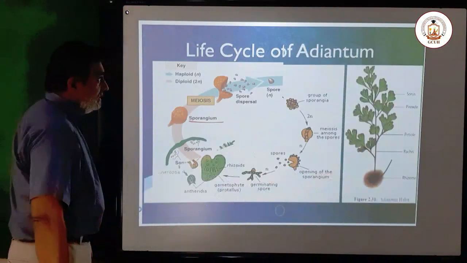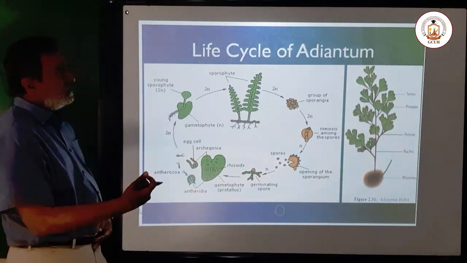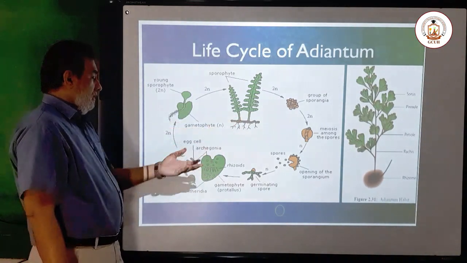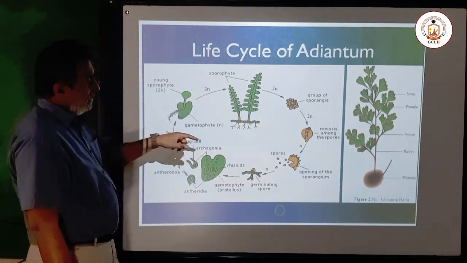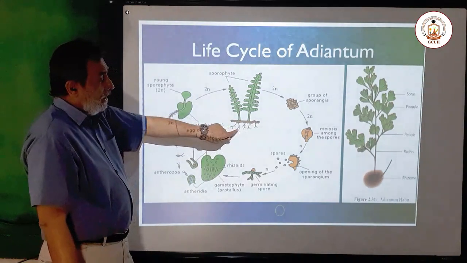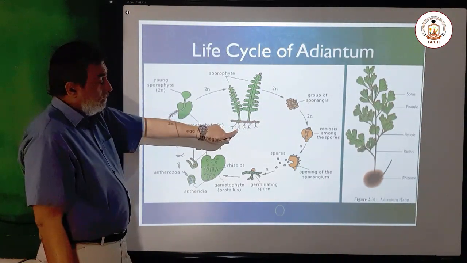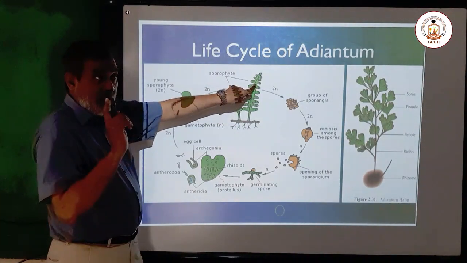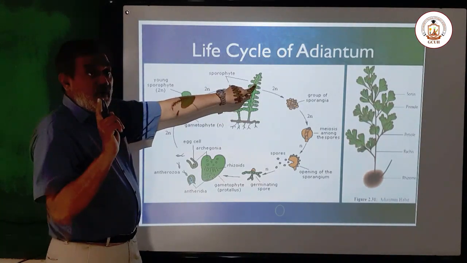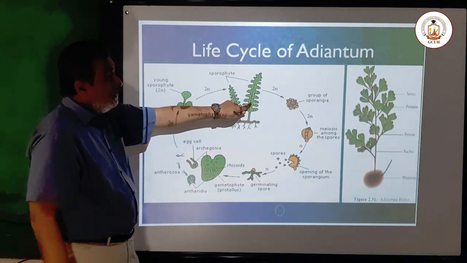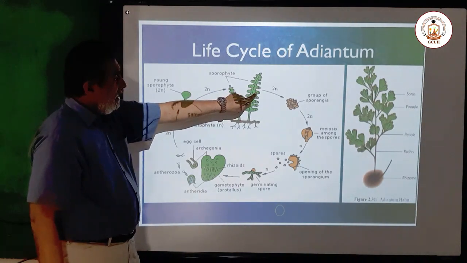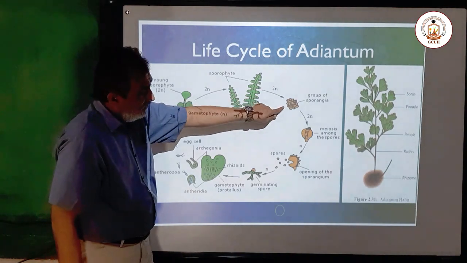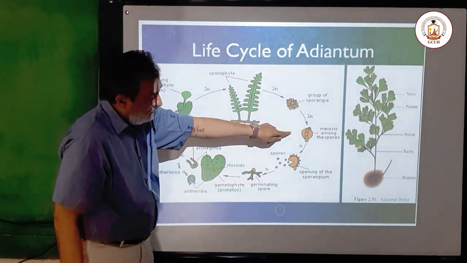Next, if we go to another one, which is Adiantum, the leaf is a unipinnate leaf. Here the stem is like that. Adventitious roots are present. Leaves are here. In Polypodium, the leaves are bipinnate. Here we have a unipinnate leaf. They have sori here, producing sporangia, and in this group of sporangia, the spores are produced.